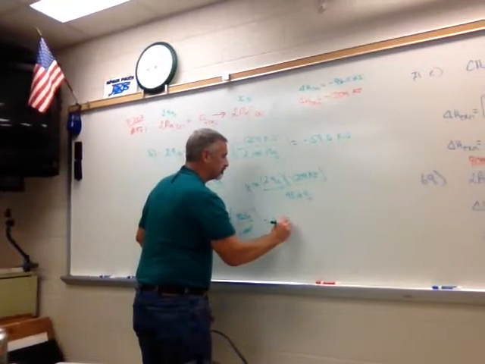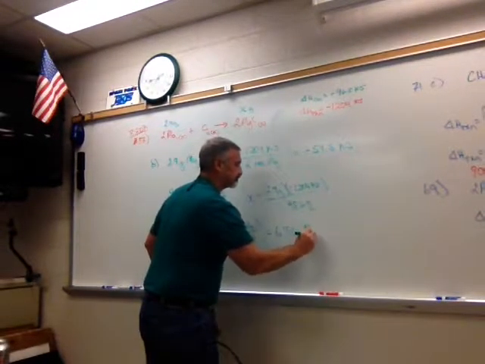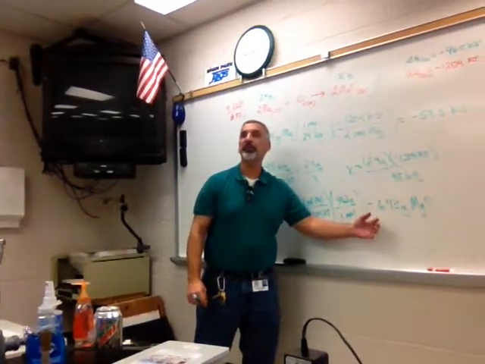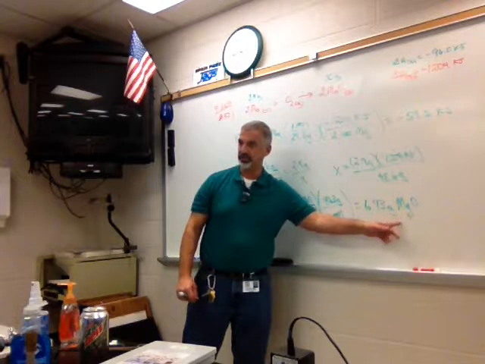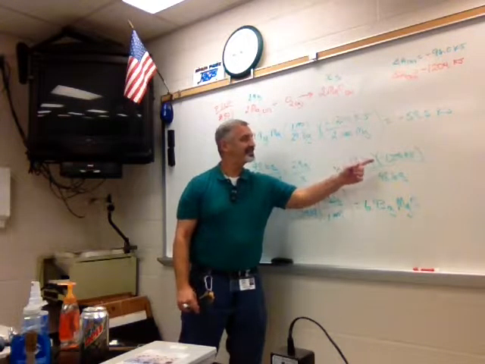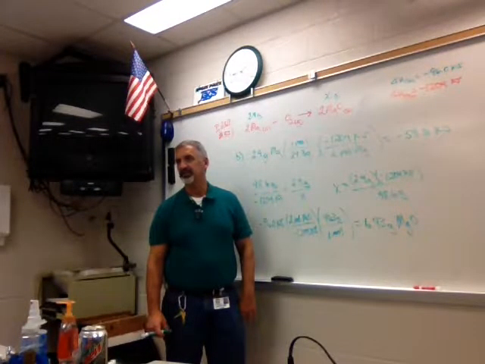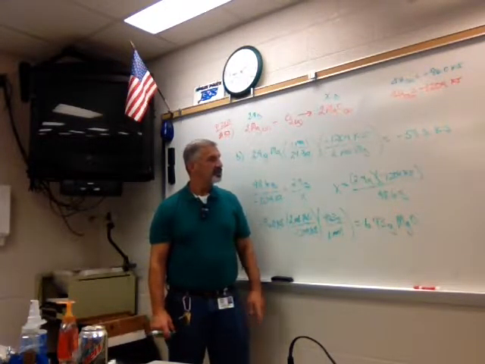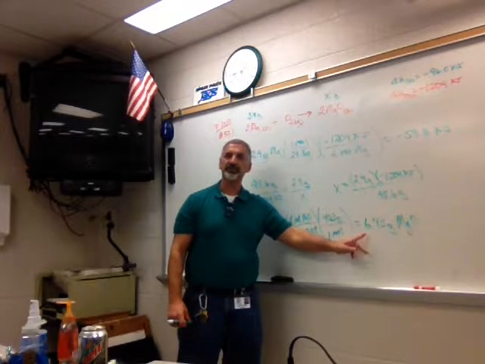6.43 grams. So what does that mean? If you burn enough magnesium to make 6.43 grams of MgO, then you would release 96 kilojoules of energy in the process. Okay? So in order to release 96 kilojoules, you'd have to make 6.43 grams of MgO.